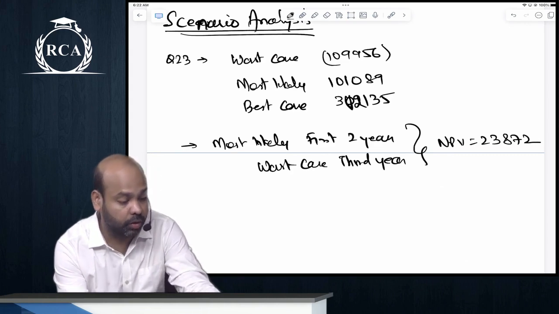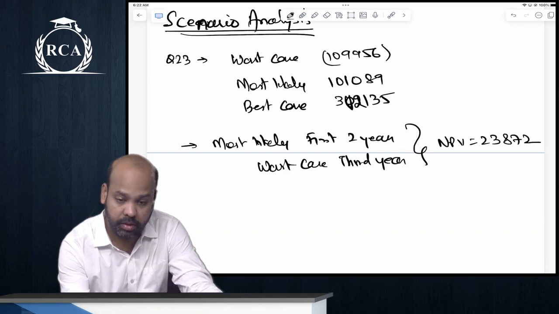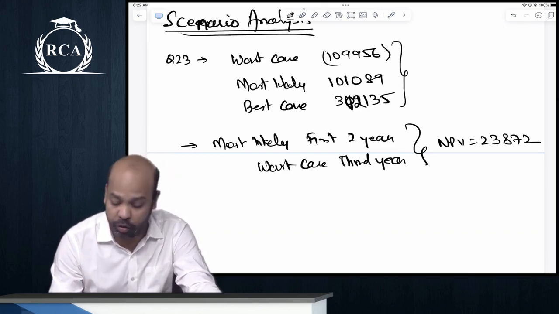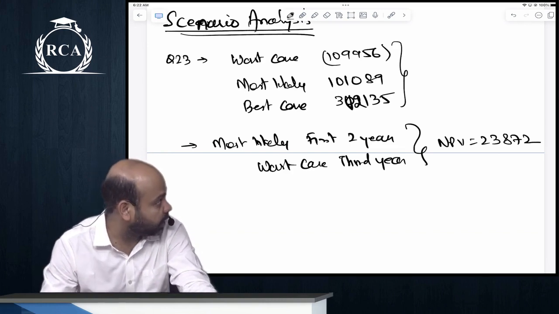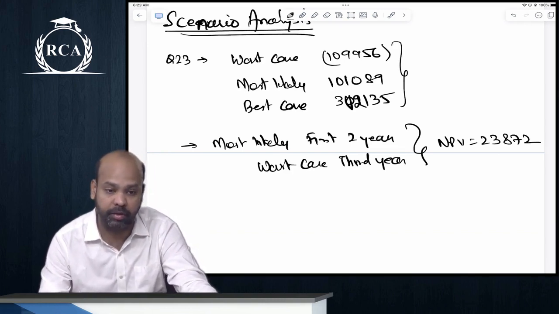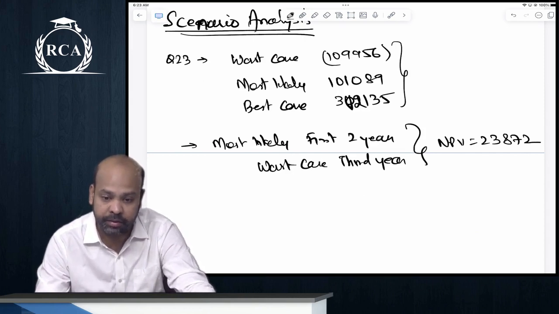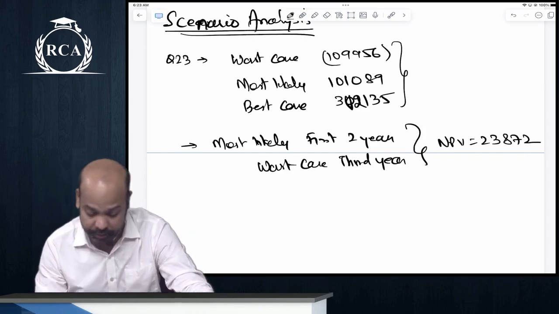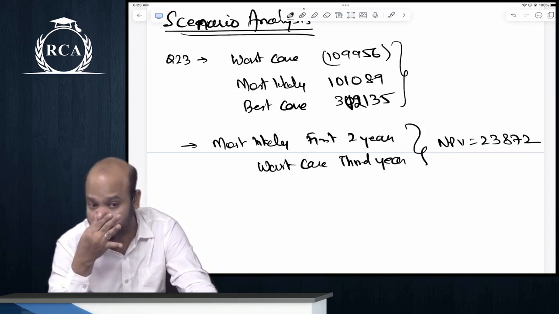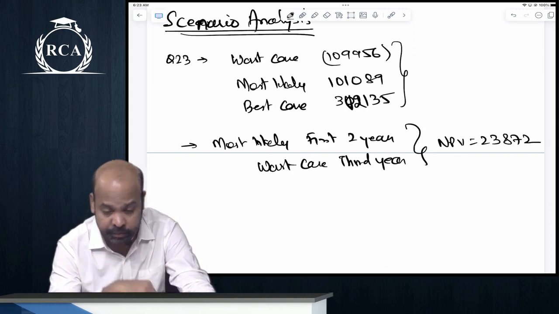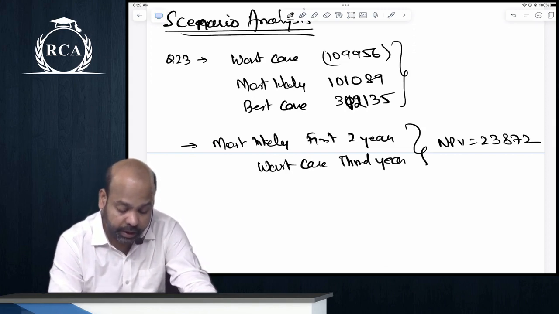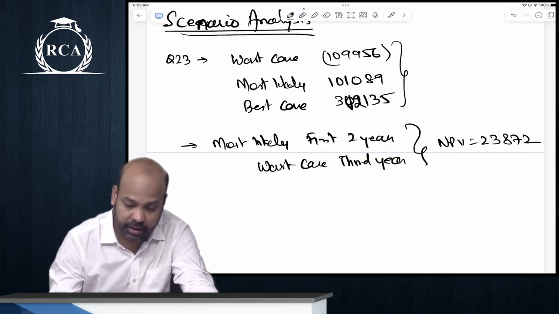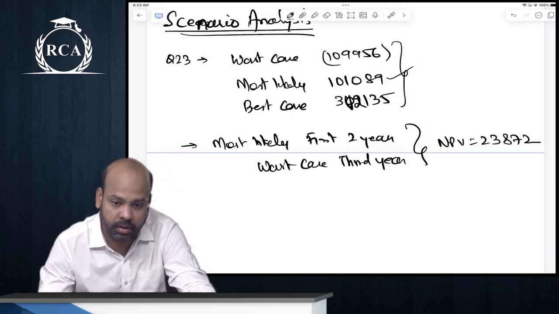What will you do? Will you take it up? What should be the conclusion? Here we do not know the probabilities of the worst case, most likely and the best case scenario. If you assume equal probabilities, what will be the expected NPV? It is 1,01,089. The middle one is definitely coming.